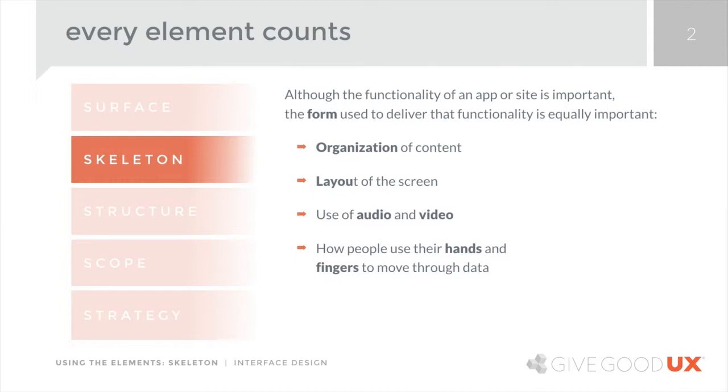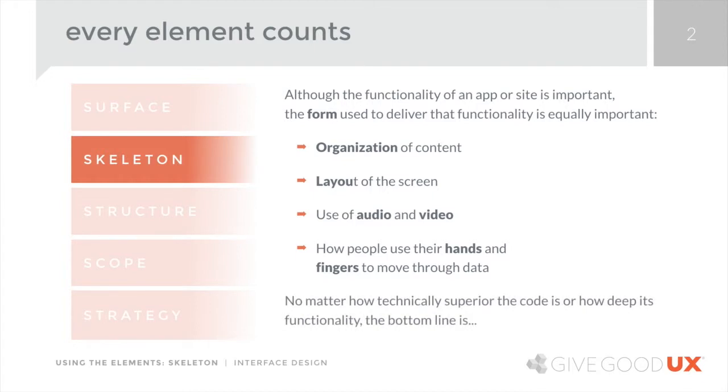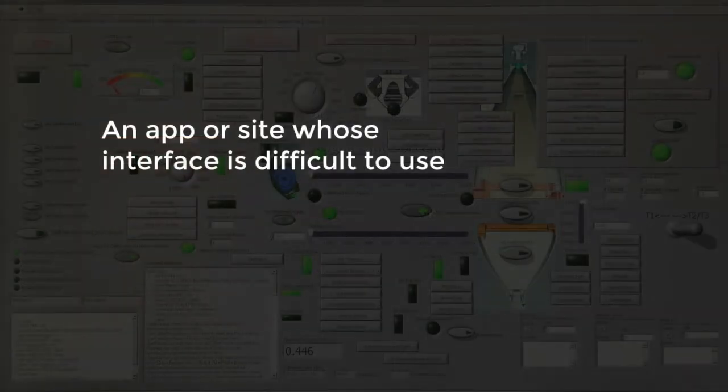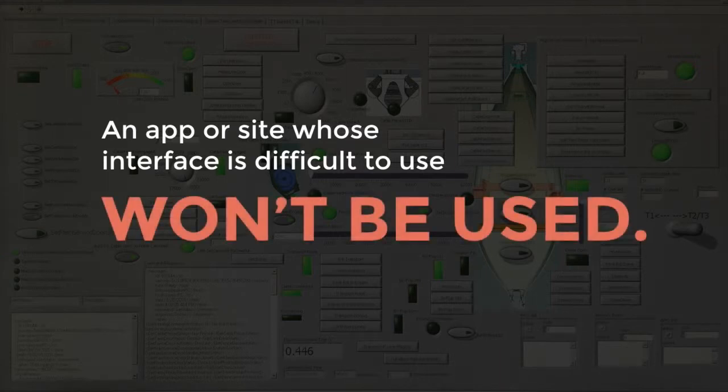And the reason all of that is so incredibly important is because no matter how technically superior the code may be or how deep its functionality may be, the bottom line is this. An application or site whose interface is difficult to use will not be used. We won't do it. We won't stick around and suffer through it. We won't muddle through it. We'll quit and we'll call support, or we'll say, the heck with this. There are 8 million other products out there that do the same thing. I'm going to check out one of those.